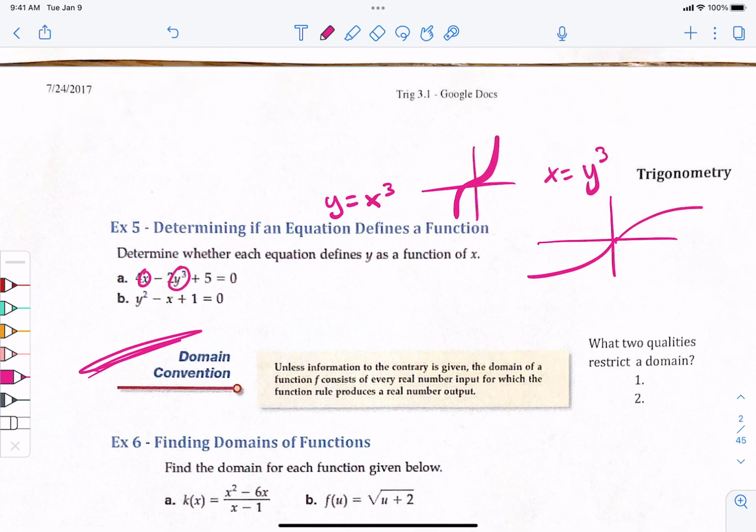So is that a function? Yes. How do you know that? Because it passes the vertical line test. It goes like that, okay?